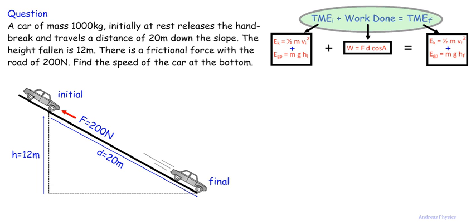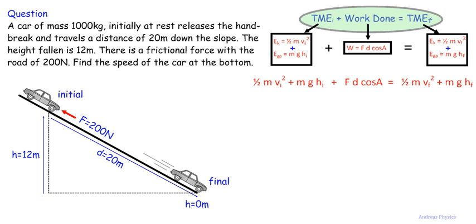In solving the question, it will always be useful to expand out the work energy principle as follows. So the sum of the kinetic and gravitational potential energies plus the work done is equal to the sum of the kinetic and gravitational potential energies finally. So all we need to do now is substitute into the equations the unknowns, and the knowns, of course.